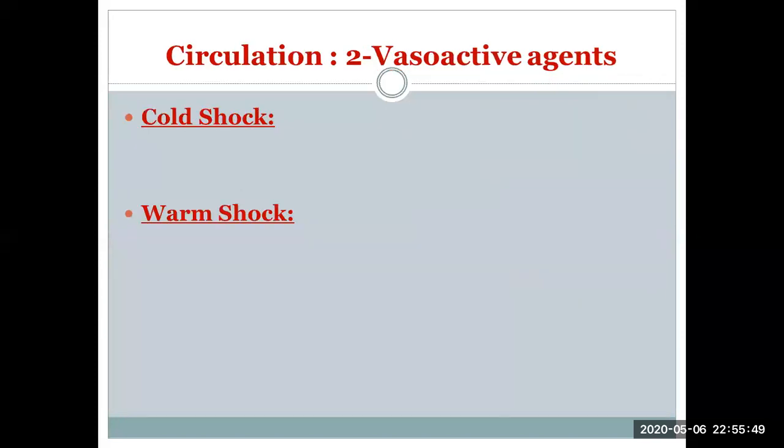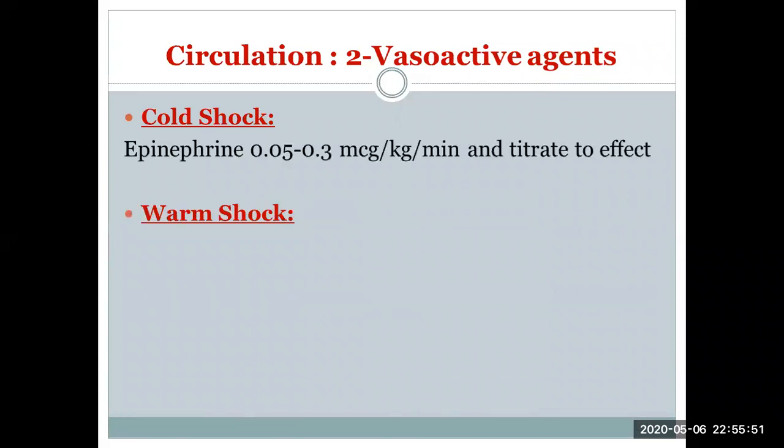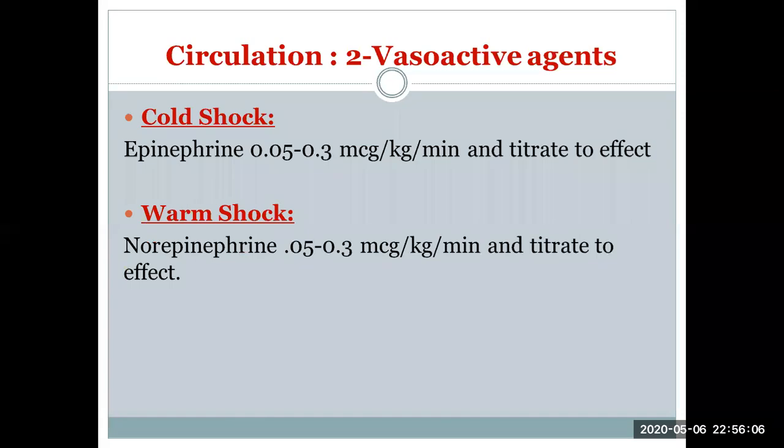Okay, so the vasoactive agent for a cold shock, you would use epinephrine. The dose is 0.05 to 0.3 mic per kg per minute. This is your initial dose to start with, and you will titrate it up to 1. Warm shock, you will use norepinephrine, the same, you will titrate it up to 1. If you have a crashing patient, a cold patient, you will start epi, subsequently norepi will follow, dopamine and dobutamine will follow, and you will start hydrocortisone as soon as possible.